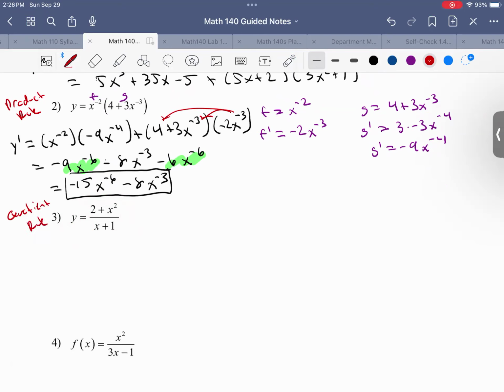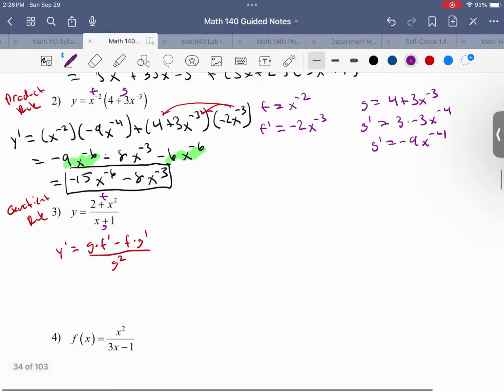Okay, and recall that the quotient rule is going to be g times f prime minus f times g prime, all over g squared. So like the product rule before, we have to find f, g, and their respective derivatives. Once again, it's always the top one is f and the bottom one is g. So we'll go out to the side and figure out those.